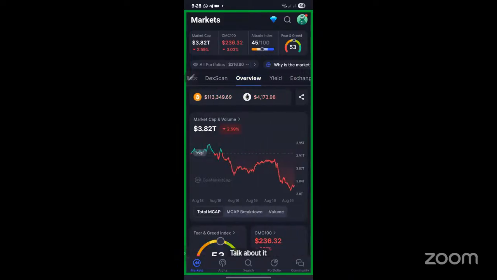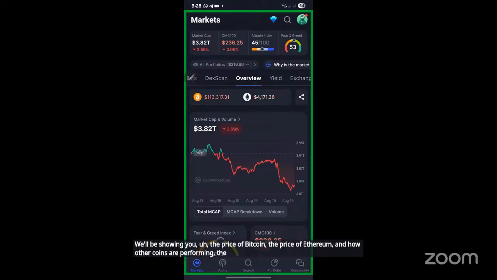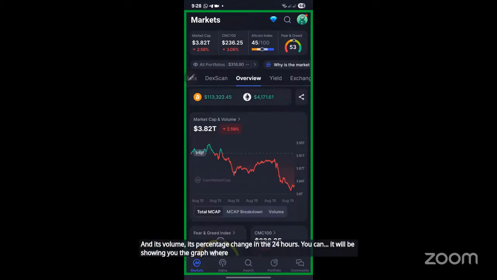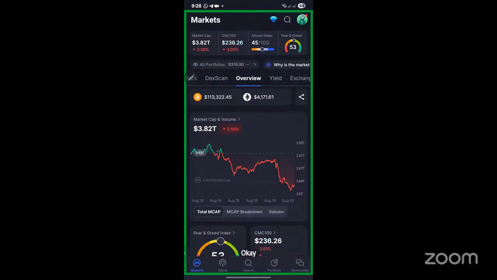After that, the overview section will be showing you the price of Bitcoin, the price of Ethereum, and how other coins are performing, the total market cap, its volume, and its percentage change in 24 hours. It will be showing you the graph where it started from and its decrease. So this graph explains this, okay? This graph here explains this.